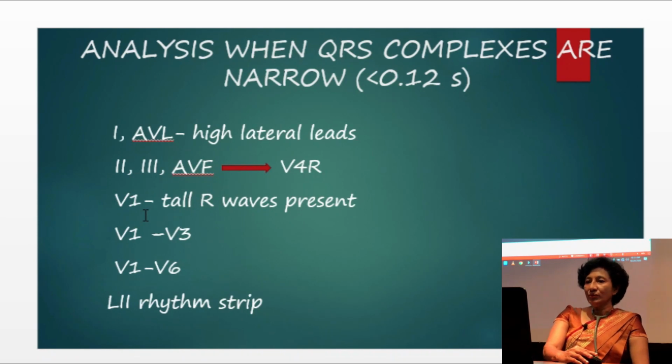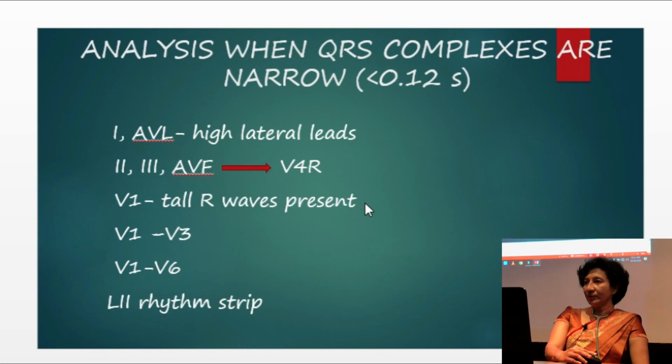Then you move to lead V1. Now you have finished the analysis of limb leads. Lead V1: I told you in lead V1 all the deflections are negative. P negative, there is a dominant S wave, T negative.